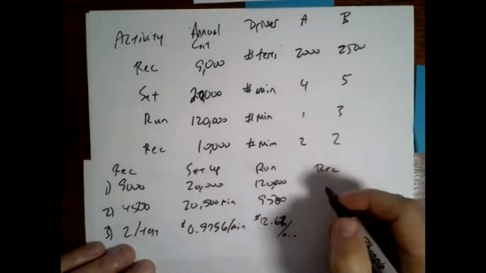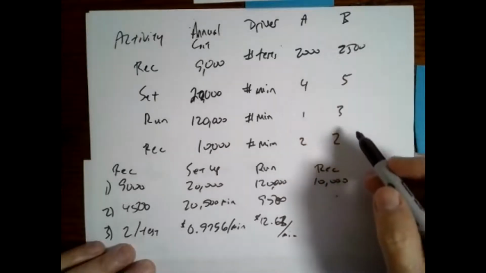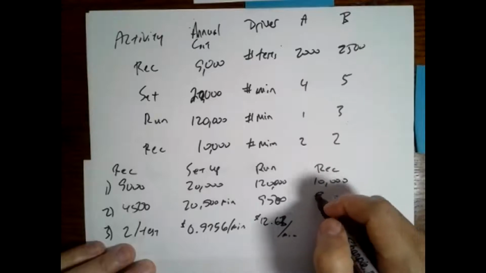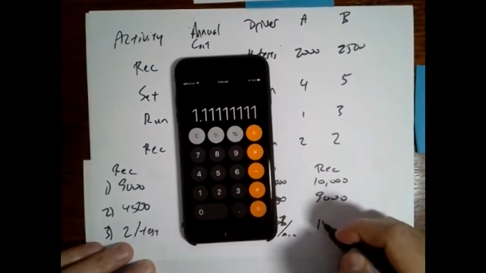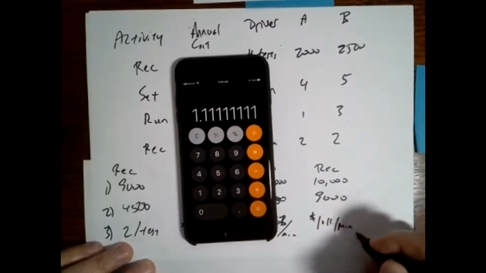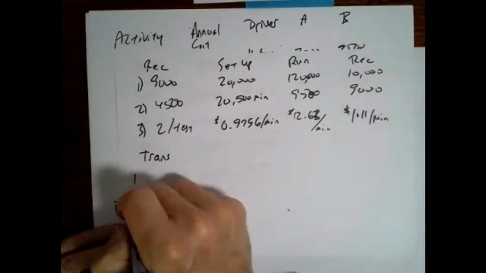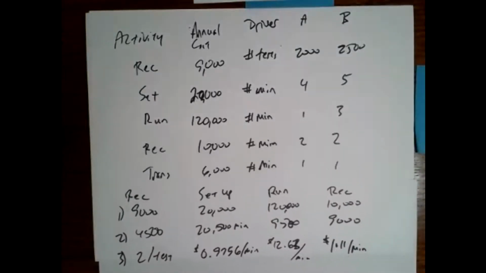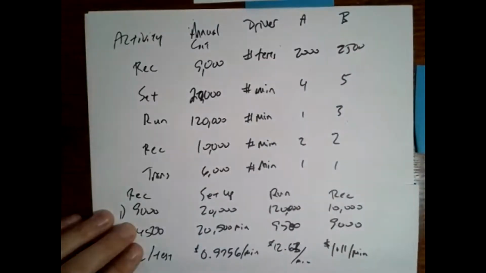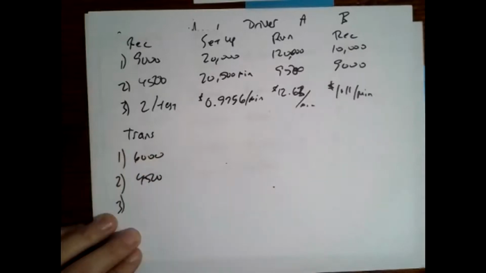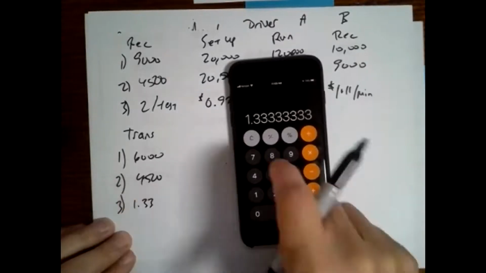To record, recording is $10,000. It is 2 minutes per test, so we have 2 times 2,500 is 5,000. 2 times 2,000 is 4,000, so that's 9,000 minutes. So 10,000 divided by 9,000 gives us $1.11 per minute. Transmit is $6,000 in cost. It is 1 minute for each, so 2,500 plus 2,000 gives us 4,500. So the cost per minute is 6,000 divided by 4,500, which gives us 1.33 repeating.